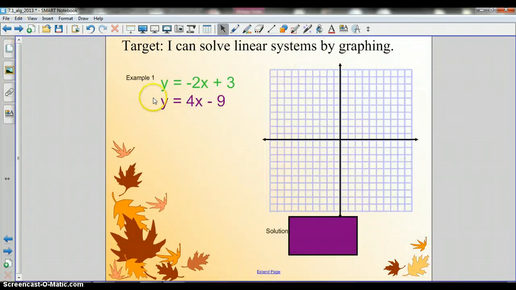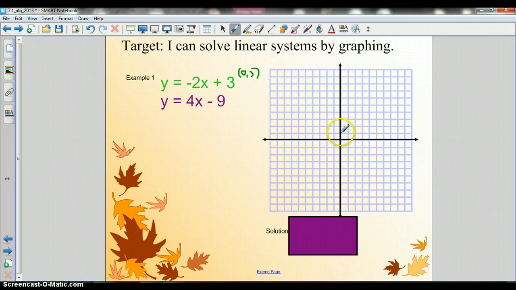So now we're on to the target that says I can solve linear systems by graphing. So what if you don't have a graph? You're going to draw upon your skills that you already have from a previous chapter on how to graph a linear function. So looking at the green equation first, we are going to start with the y-intercept. And our y-intercept is (0, 3). So we're going to start by graphing the point (0, 3).